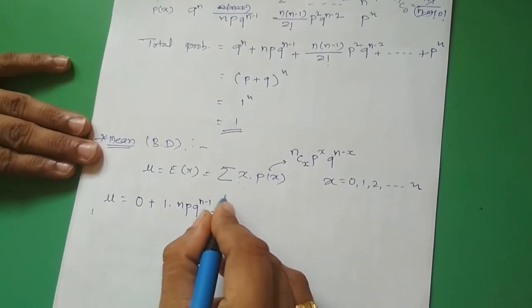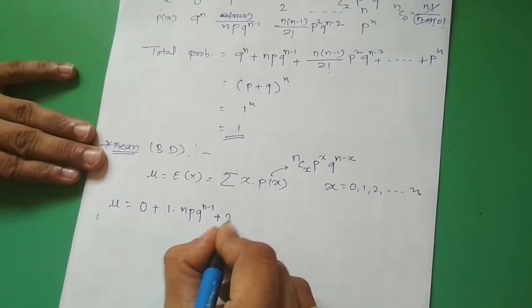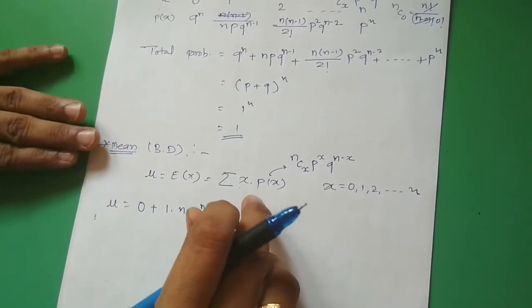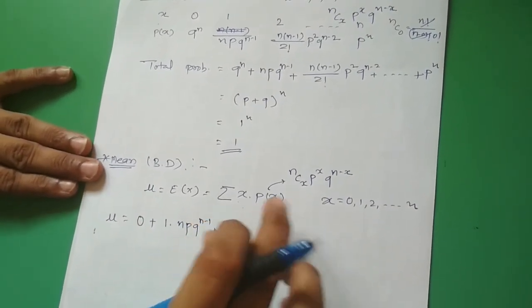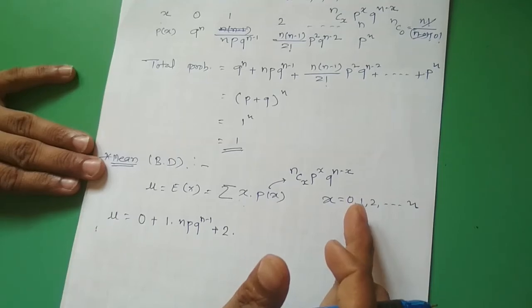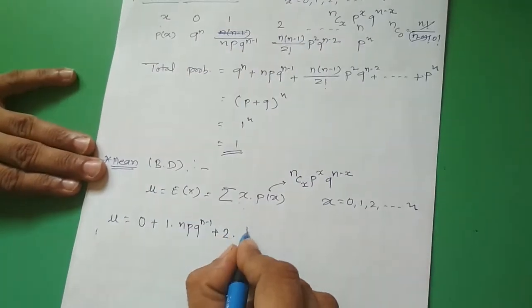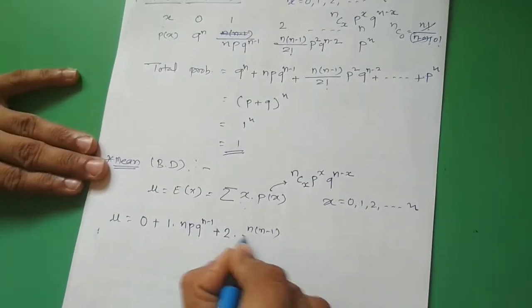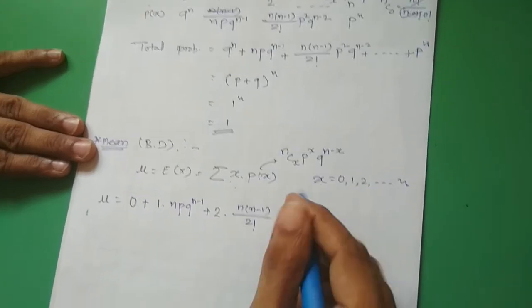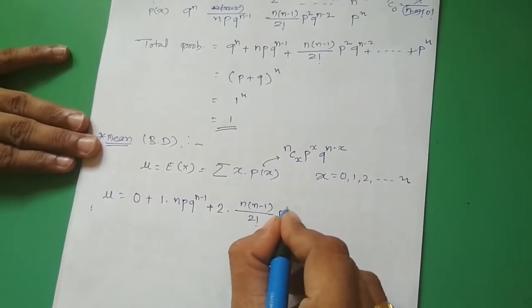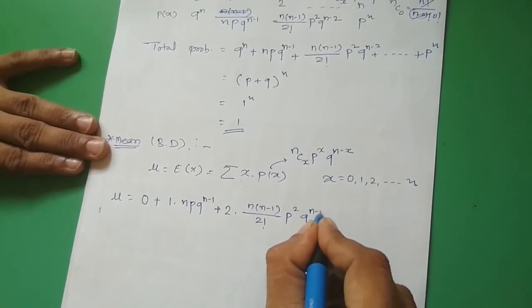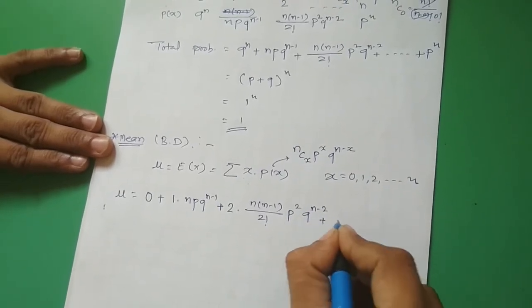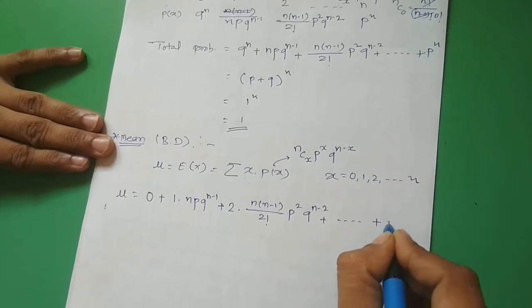Plus, when you put x equal to 2, we have seen the expansion for the binomial distribution. That is equal to 2 into n into n minus 1 divided by 2 factorial into p square q raised to n minus 2. So this we will go till the nth term.